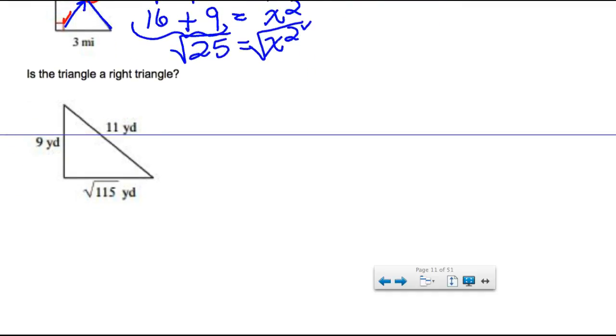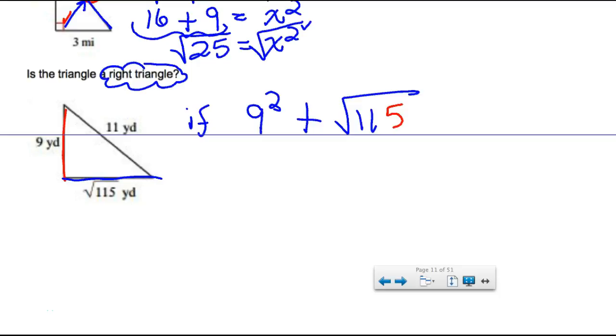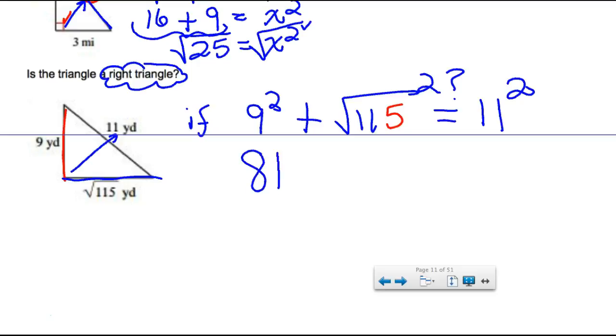So my next question is, is this a right triangle? Well, now I'm going to use the converse of the Pythagorean theorem. That says if a squared, one of the legs, plus b squared, the other one of the legs, equals c squared, which must be the one across from the possible right angle, then I say yes. So that's a question mark waiting to be answered. 9 times 9 is 81.